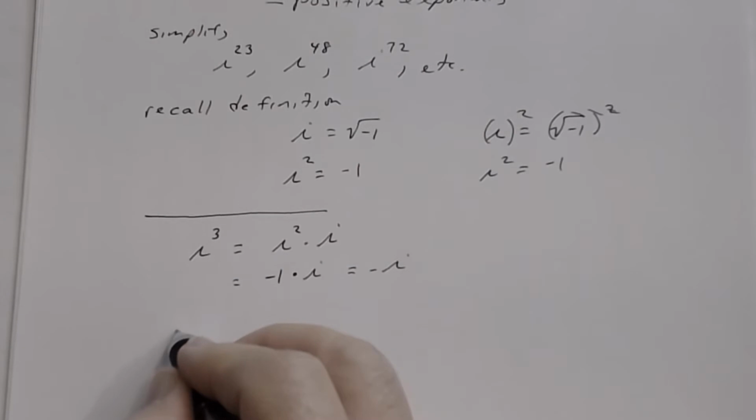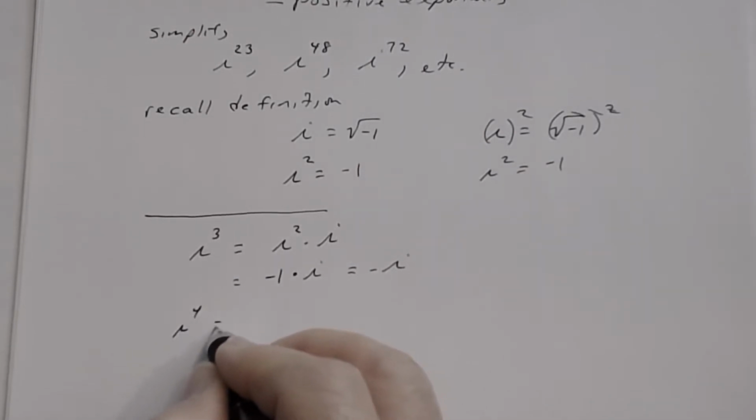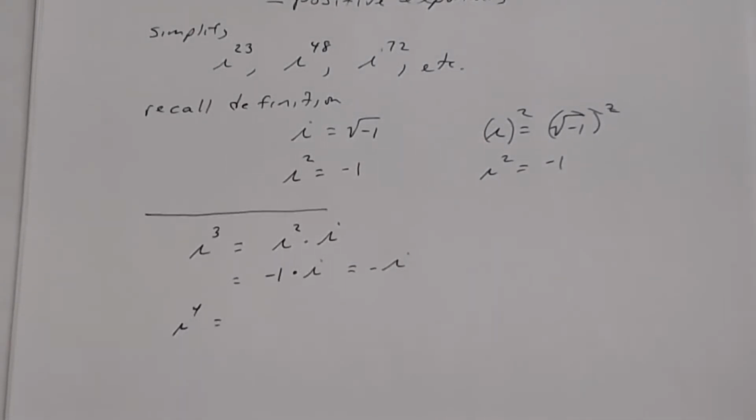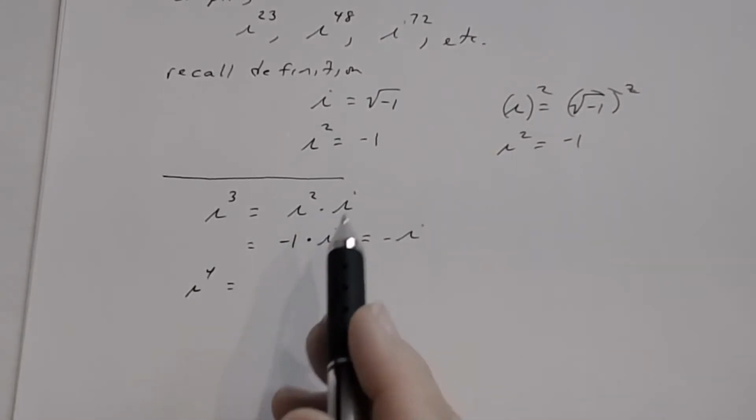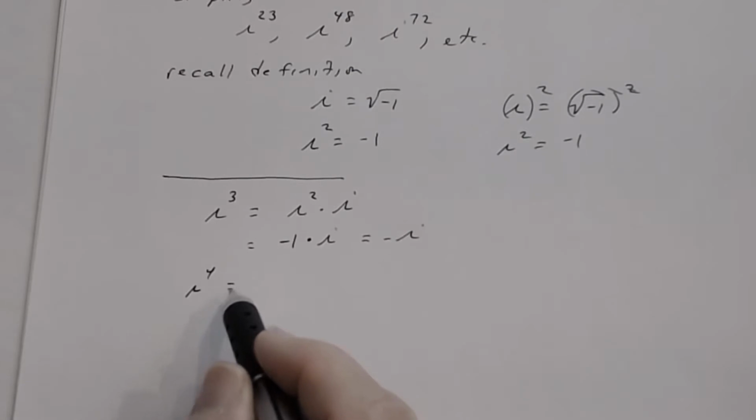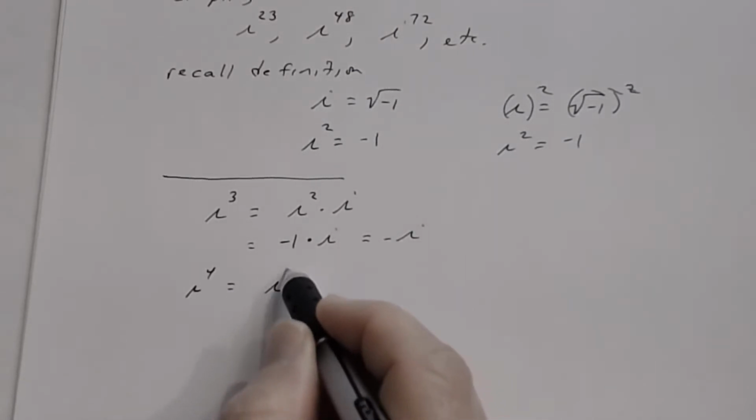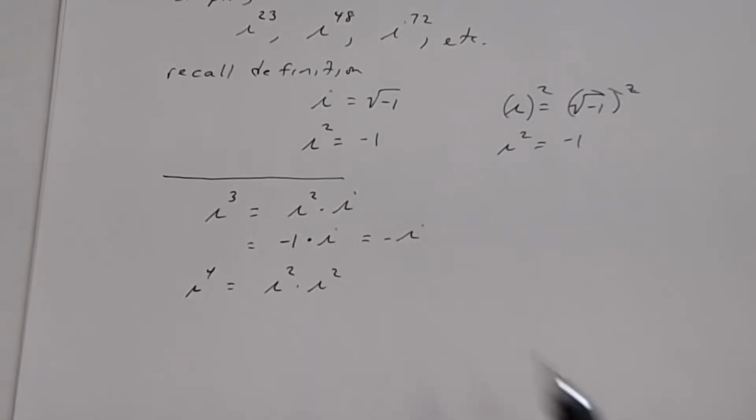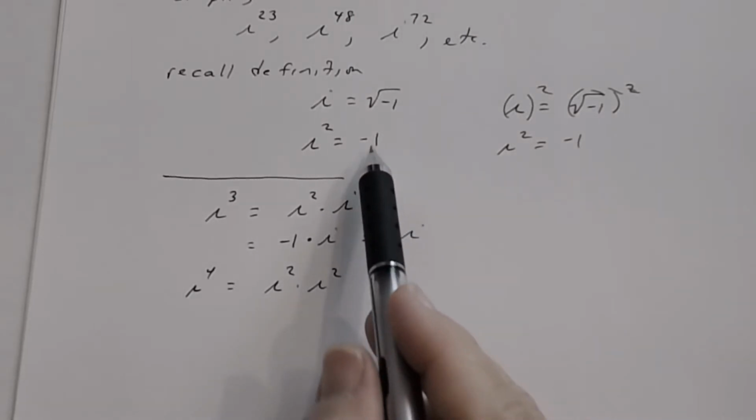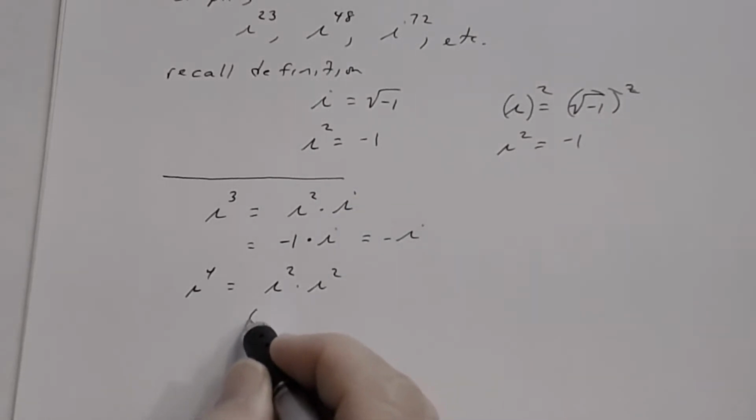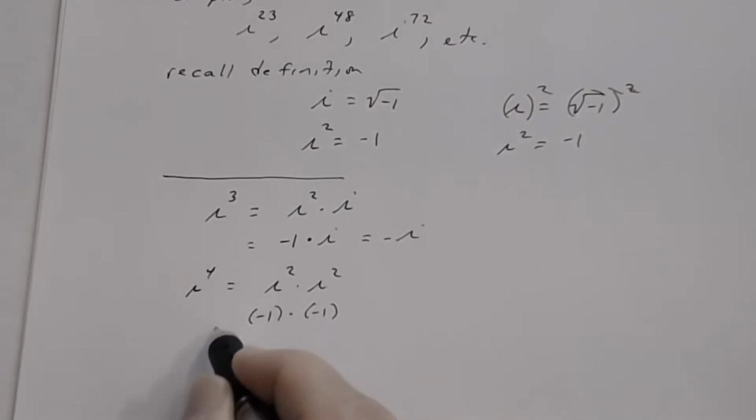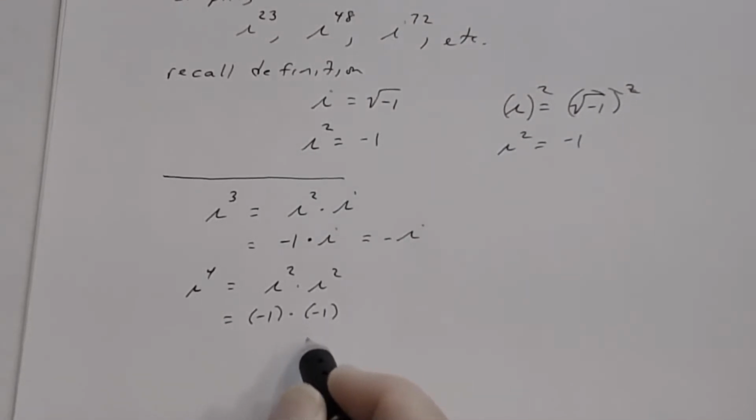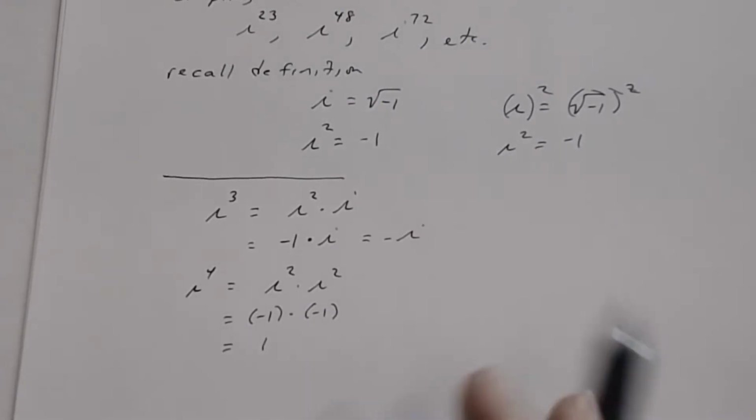Now let's look at i to the 4th, continuing this pattern. Using that same idea that when you multiply like bases, you add exponents, I can write i to the 4th as i squared times i squared. We know that i squared equals negative 1, so negative 1 times negative 1, which is a positive 1.